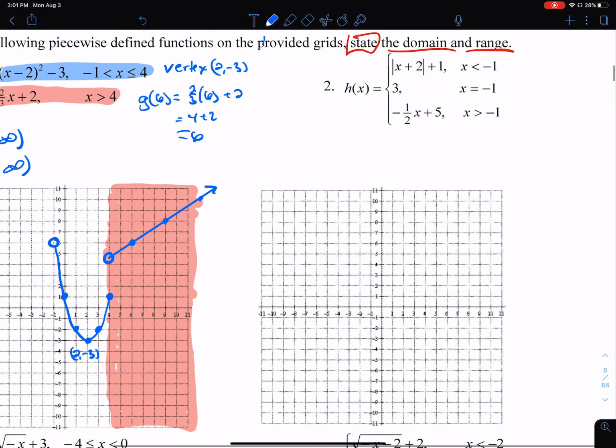Let's check out number 2. This is an absolute value function. Its vertex is -2, 1. This is just an ordered pair. So this is an ordered pair, a point at -1, 3. And this is another line, just like we had on the previous problem.